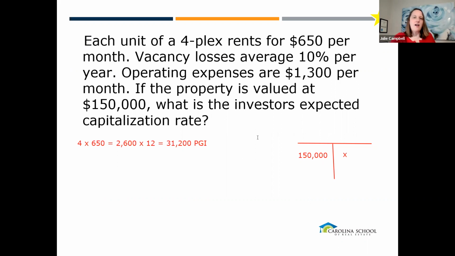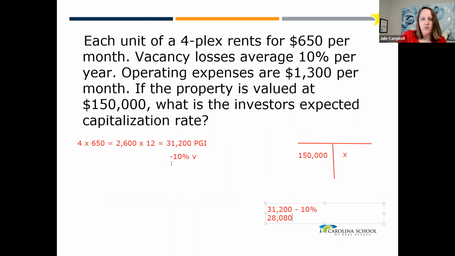From my PGI, I deduct my vacancy or my collection losses. So from this, we're going to deduct 10% for vacancy. I'll just do a little side calculation over here so we can see it. We take 31,200, and you can either say times 10% and then deduct that, or on your calculator just say minus 10%. So 31,200 minus 10% gives us our EGI.